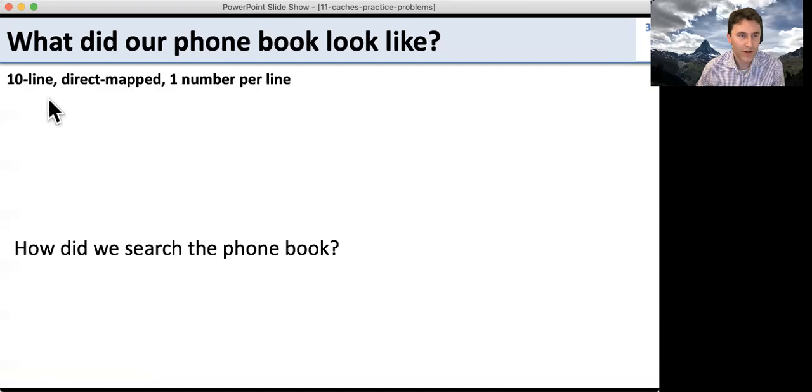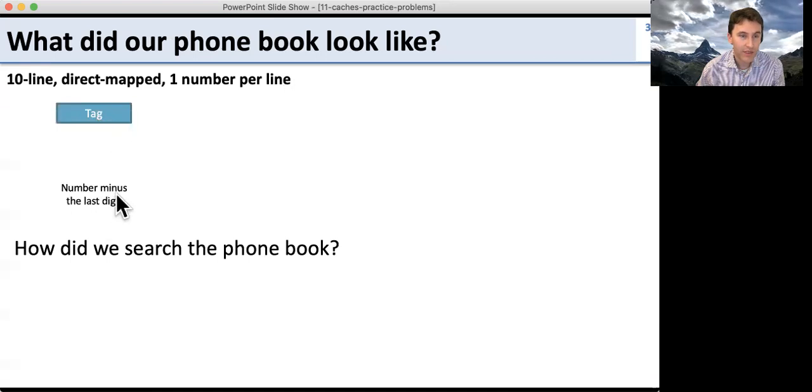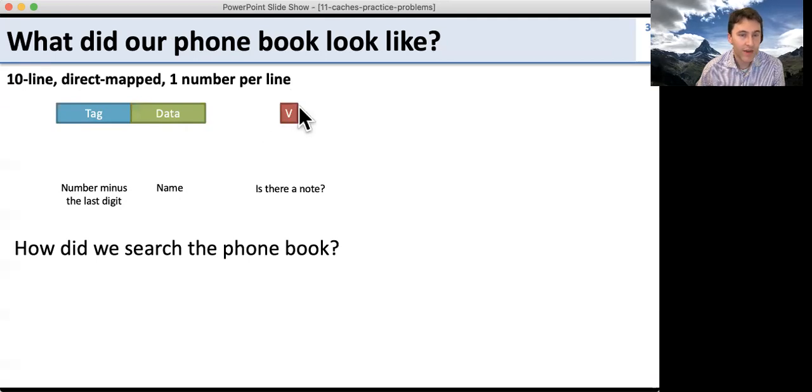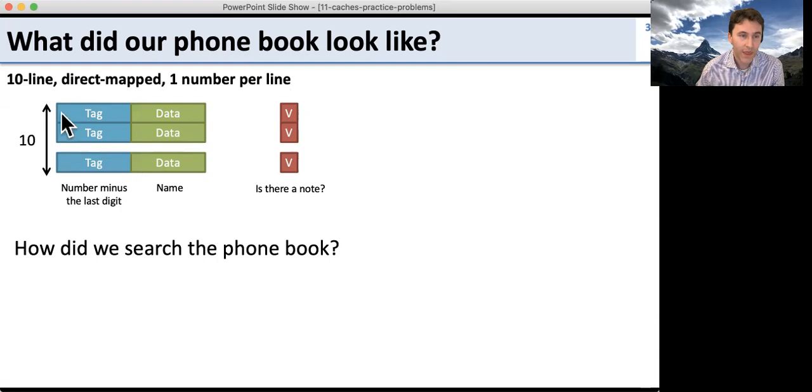Okay, so let's take a look here. Well, we had a 10-line direct mapped cache, 1 number per line. So we had a tag. The tag was the number minus the last digit, and we had the data, and the data was the name. And we had a valid bit. Well, we didn't really have a valid bit. The valid bit was just, is there a node in the cache? And we had 10 of them. So that's what our cache looked like.